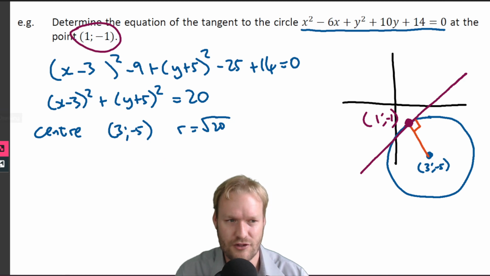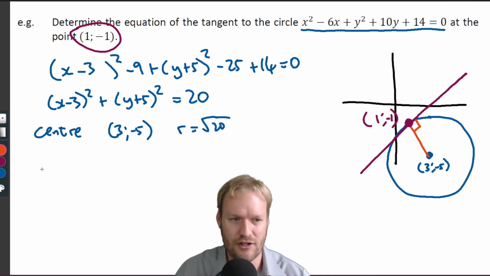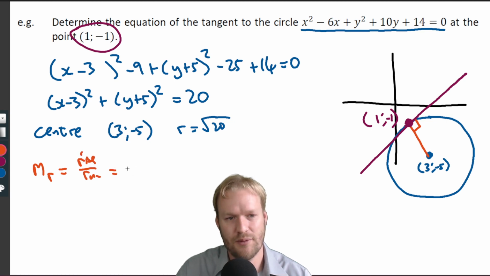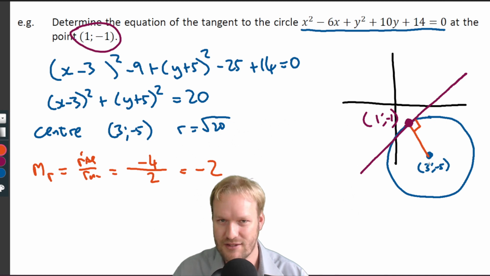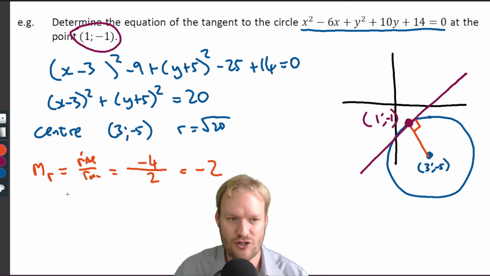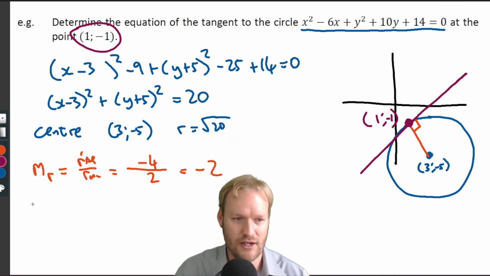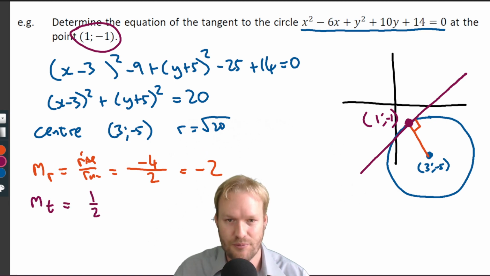This looks like the first example now. So we can work out the gradient of the radius. Rise over run is how we always work this. So I'm just scribbling that and going, well, from 1 to 3 is 2, and from minus 1 to minus 5 is minus 4, which gives a gradient of minus 2. I'm trusting that my sketch says this is negative. It does seem to match. And then if we work out the gradient of the tangent, well, it's just the negative reciprocal.